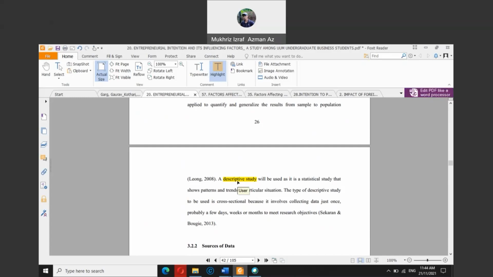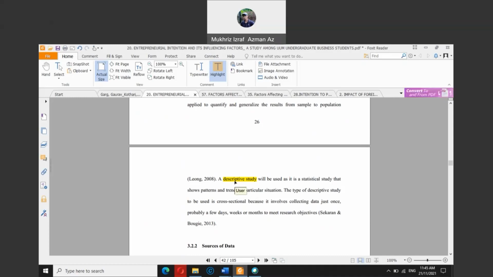Basically you don't do any analysis, but you are simply describing the data that you collect about your sample. For example, if you collect information from UUM students, specifically if the sample comes from SAFB students, let's say you got around 300 samples, or 300 students, from your data collection.